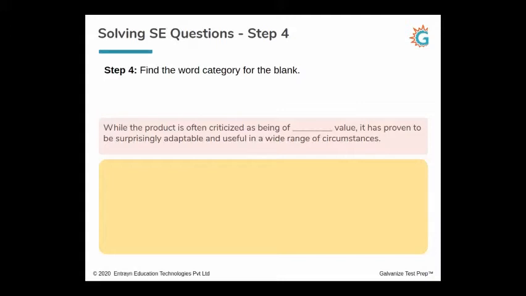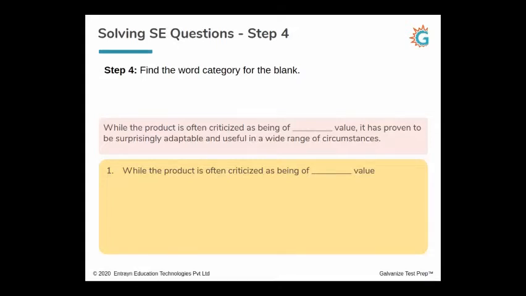What you're going to do is read just the first part, and understand what kind of word will go in the blank. This is a very crucial part. I'll also tell you why. You'll know why when we go to the fifth step. Now read just the first part: "While the product is often criticized as being of blank value."